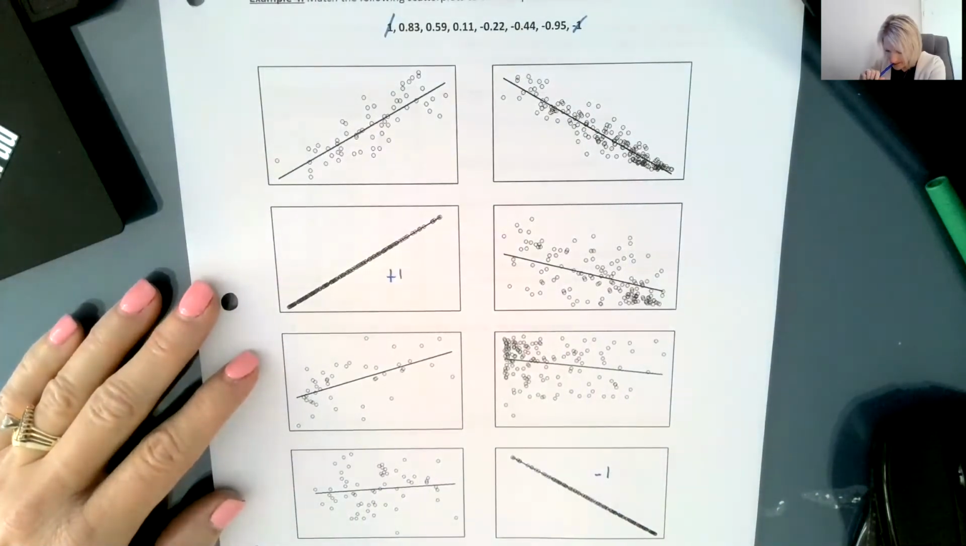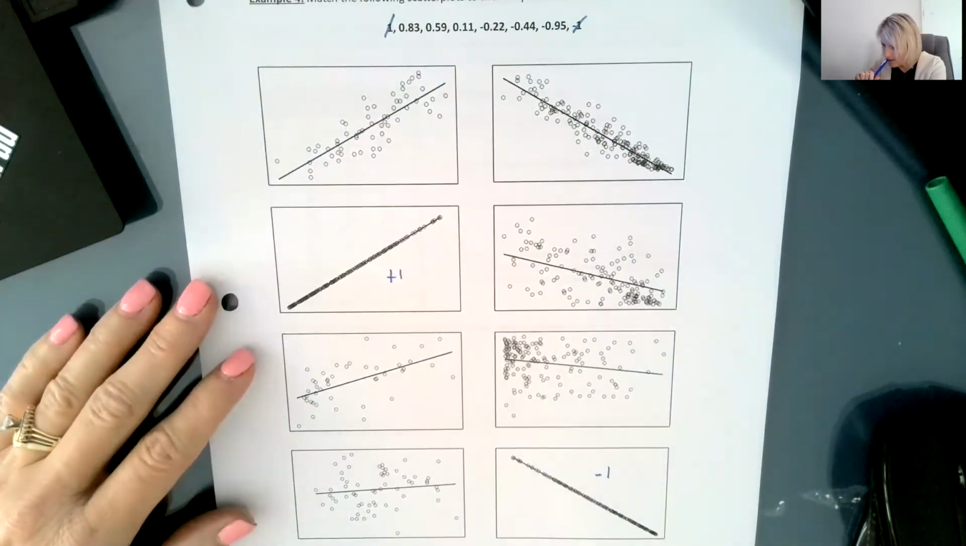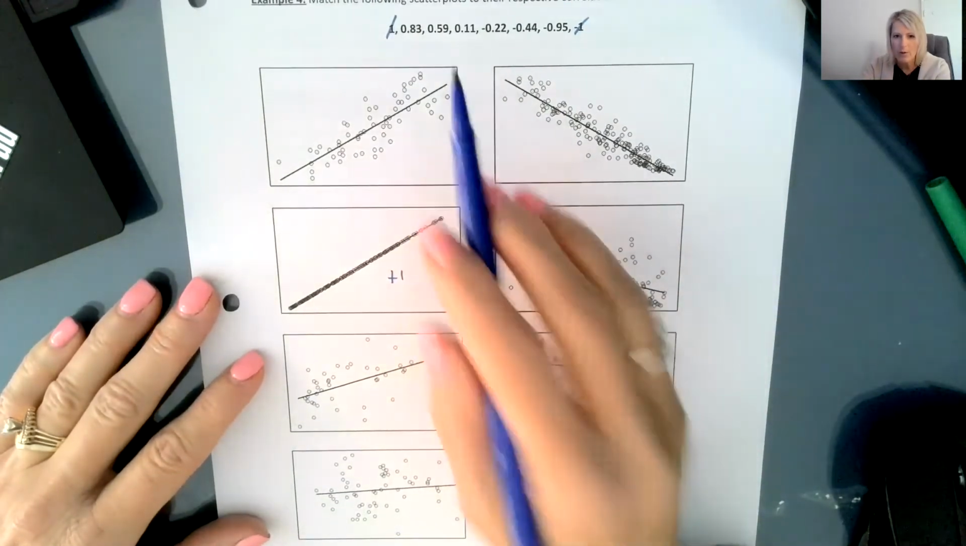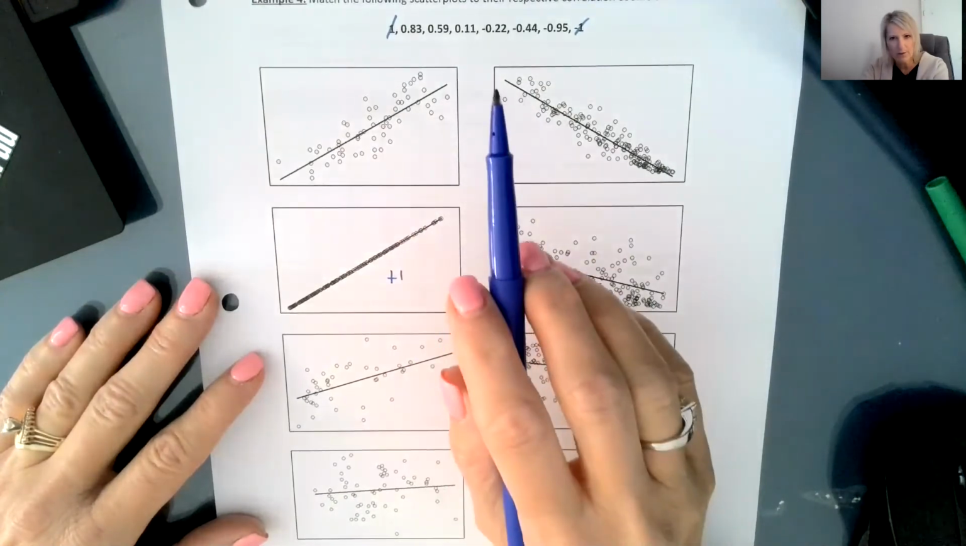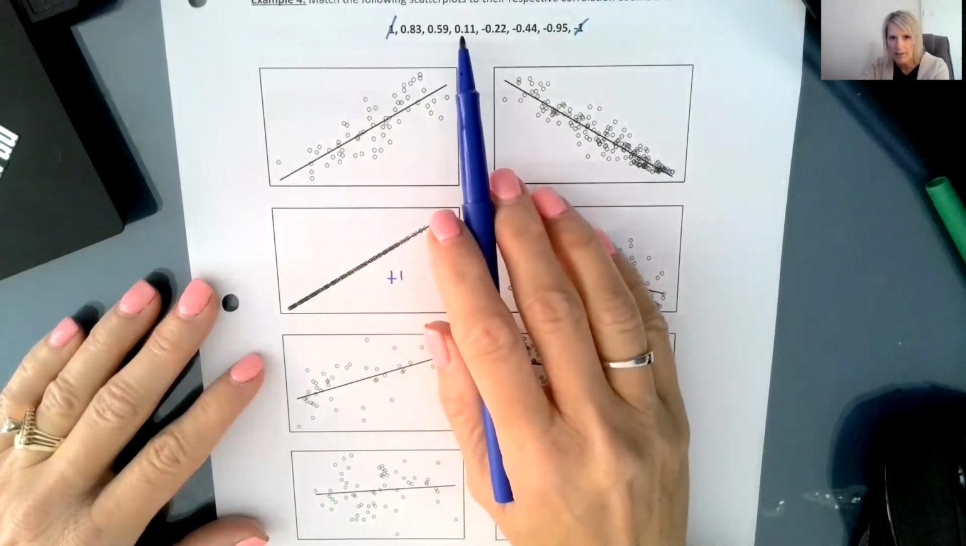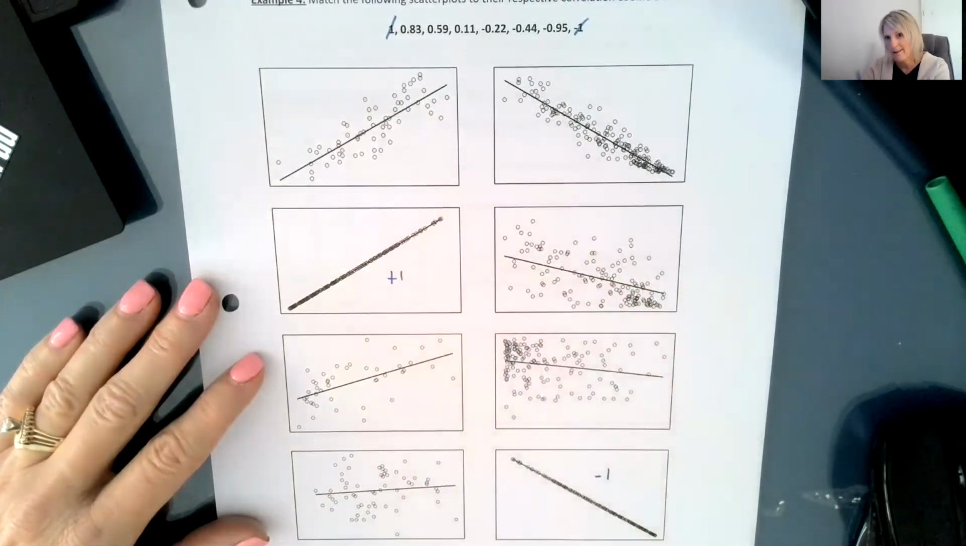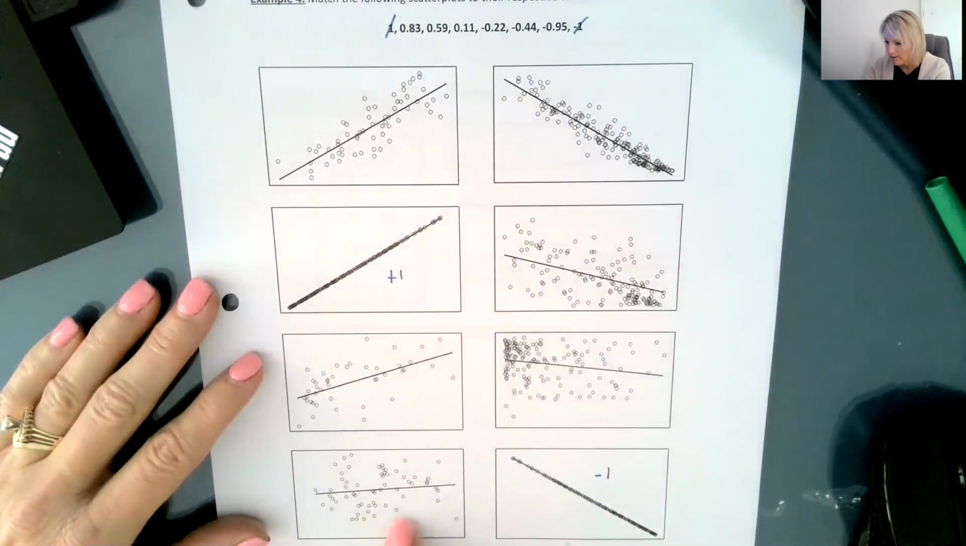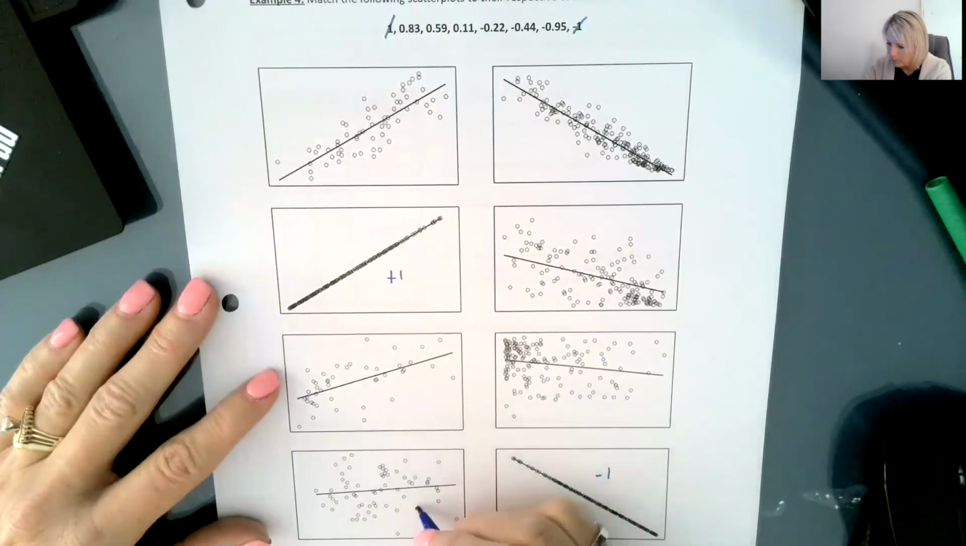Okay. And then I'm going to the ones where there's not really a relationship, because I think those are easy to decide too. The 0.11 is positive, but it's not good. It's very weak. And so I would say that that's this one down here. The dots are pretty spread out. So I'd say that's the 0.11.